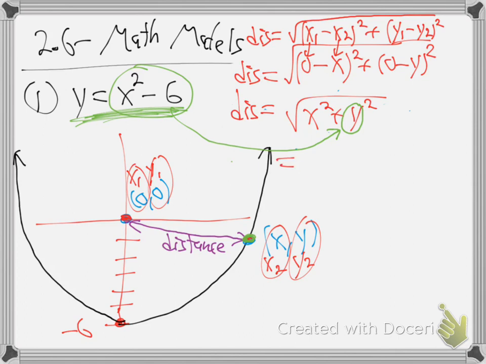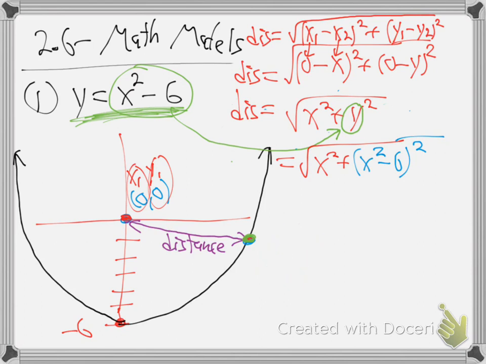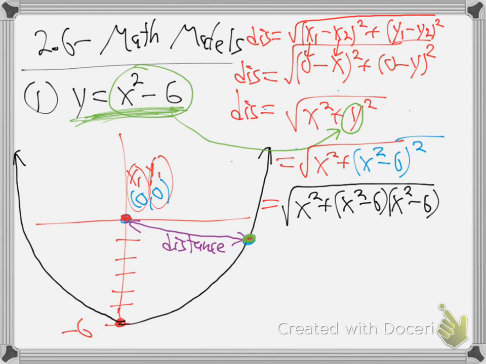So I plug in there, and I do a little bit of algebra. This will be the square root of x squared plus, and then what is y? x squared minus 6, squared. So let's do a little bit of algebra. Square root of x squared plus x squared minus 6 times x squared minus 6. Whenever you have a 2 on a parenthesis, you have to write two of the parentheses and FOIL that whole thing out. So boom, boom, boom, boom.